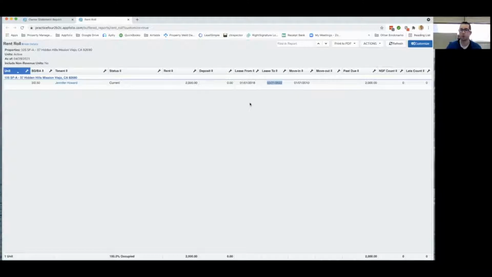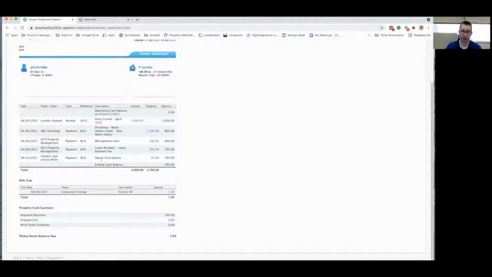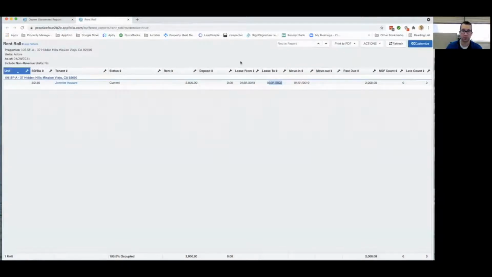So when you wonder if your tenant renewed, you want to look under here, lease to, and that'll be out an additional year. Or you'll also see it on your owner statement under the lease renewal fee. So this rent roll, we find answers a lot of questions. We get a lot of questions from owners of how long does the lease go? Did they renew? When did they move in? How much do they owe? Things like that. So this is very helpful to our owners.